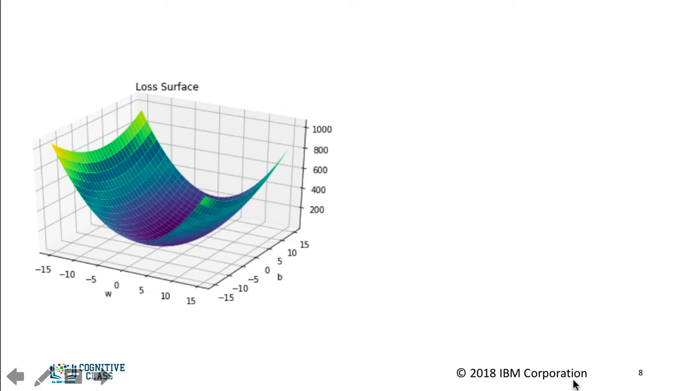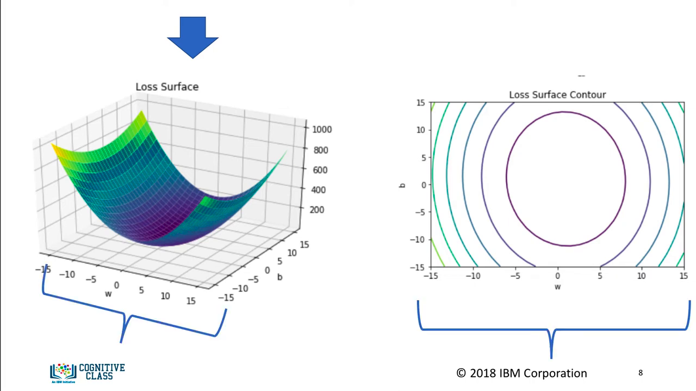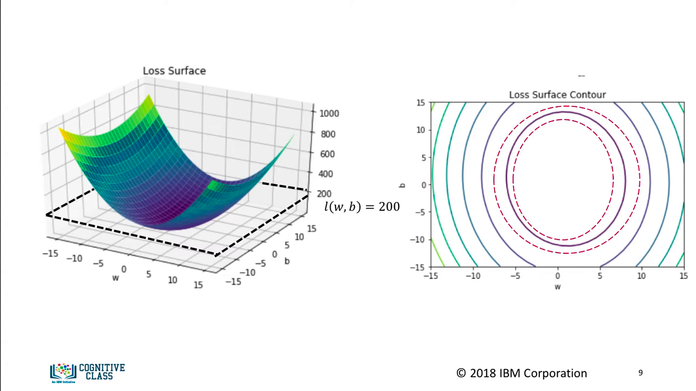The contour plot is a useful tool for understanding the loss surface. It's a bird's eye view of the loss surface. In this case, the horizontal axis corresponds to the slope parameter w, and the vertical axis corresponds to the bias parameter b. The contour line corresponds to points where the surface equals a particular value. Imagine slicing the surface at 200. We could represent this with the plane. The points where the surface intersects with the plane are equivalent to these contour lines.